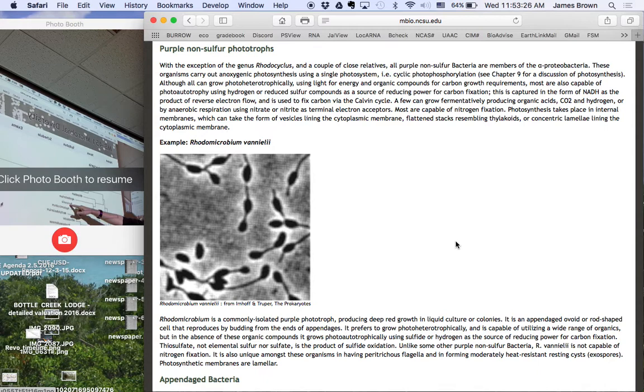And so here's a Rhodomicrobium vanielii. And this, how many of you have seen this in your stuff in lab? Cool. Notice that it divides by budding. Here's the mother cell of this one. Here's a stalk, and the new cell forms as a bud at the other end of the stalk.